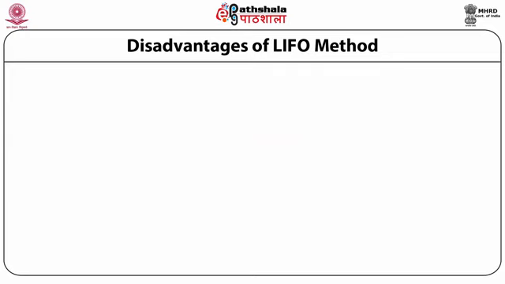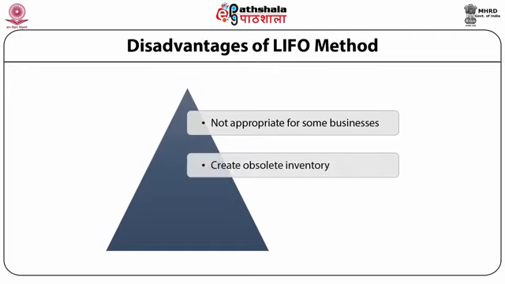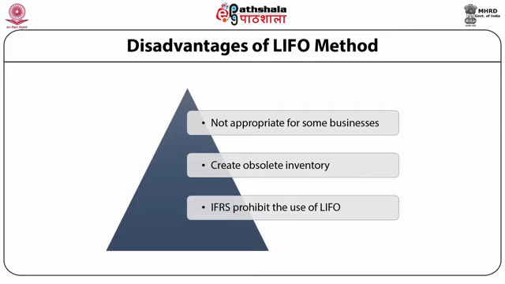Disadvantages of LIFO method are shown in this figure. This method is not appropriate for some businesses. It is not good for all businesses. You cannot say that this method is the best method and it is applied for all types of businesses. So it is not suitable for some types of businesses. Further, it may create obsolete inventory, and IFRS prohibits the use of LIFO method. International Financial Reporting Standards does not recommend the use of the LIFO method. It is the biggest limitation of LIFO method, that it is not recommended by International Financial Reporting Standards.